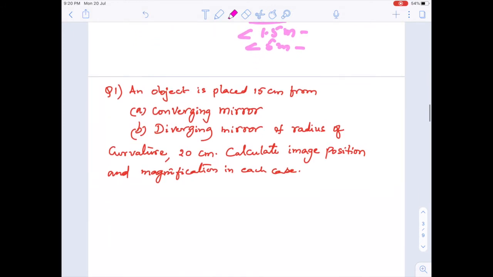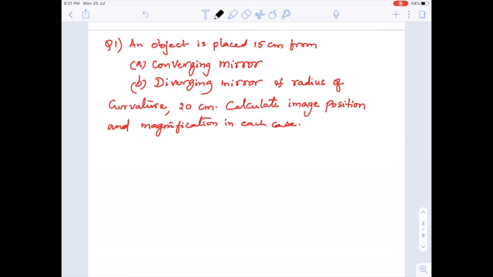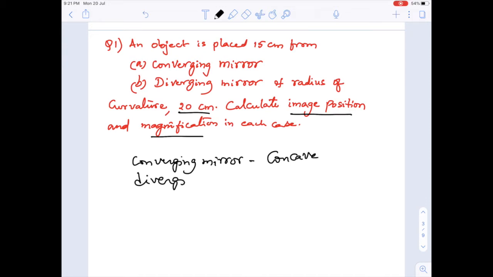Now, let us go to some examples. An object is placed 15 centimeters from a converging mirror and also a diverging mirror of radius of curvature 20 centimeters. Calculate the image position and magnification in each case. Now, what is a converging mirror? Converging mirror means concave. Diverging mirror means convex.